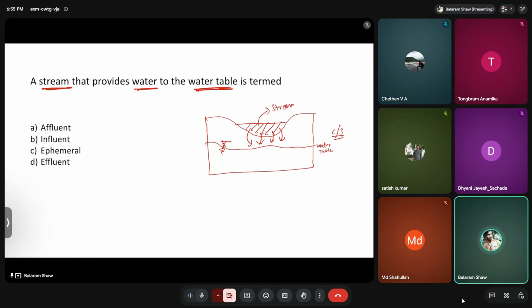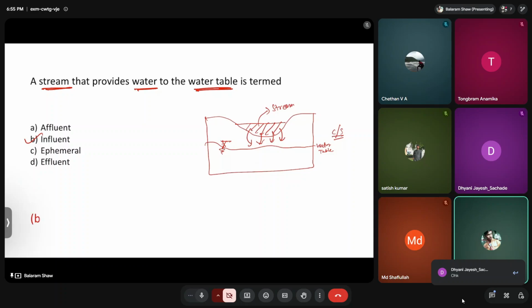So the correct answer is influent, because as I told you, just to keep in mind, how will you remember? If it is coming inside the water table, we call that influent. If it is going out from the water table, we call it effluent. Okay. So the correct answer is B. It is influent.